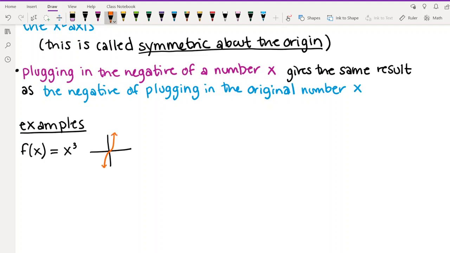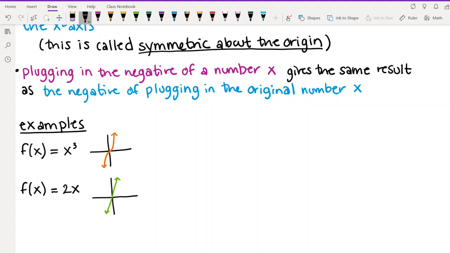Another example would be a linear function, and specifically a linear function that goes through the origin. So let's say f of x is equal to 2x. So what would the shape of that look like? Well, it would be a line with a slope of 2 and a y-intercept of 0. So that would look like this. And so that also has that same kind of symmetry, right? Whatever's going on in the first quadrant, as you go up and to the right, you're having the same thing happen as you go down and to the left.